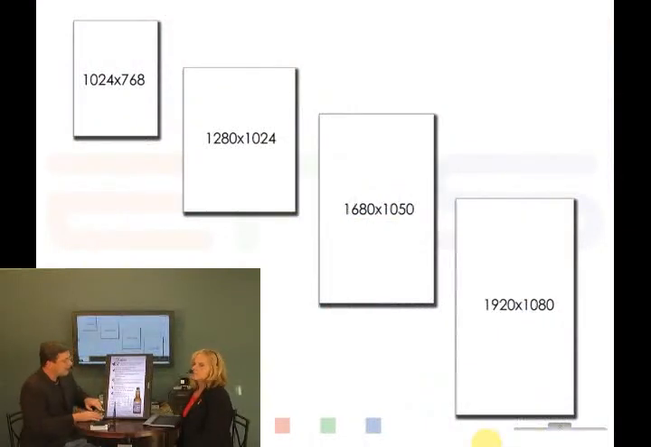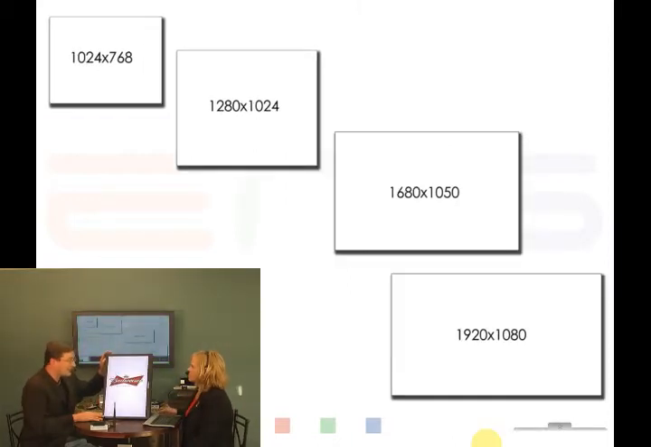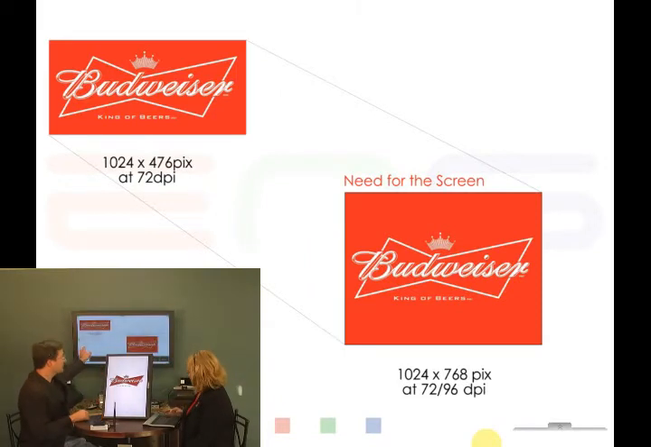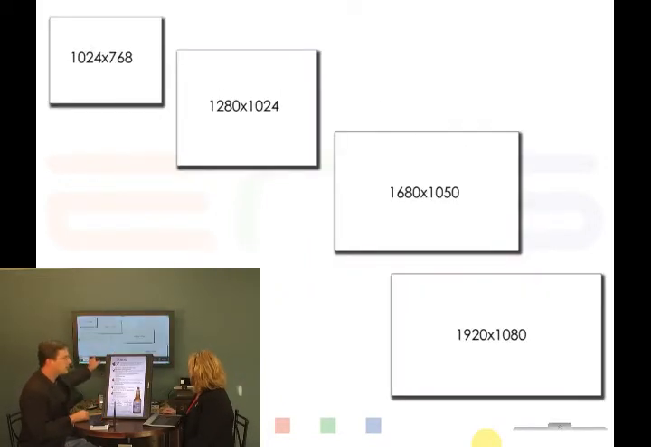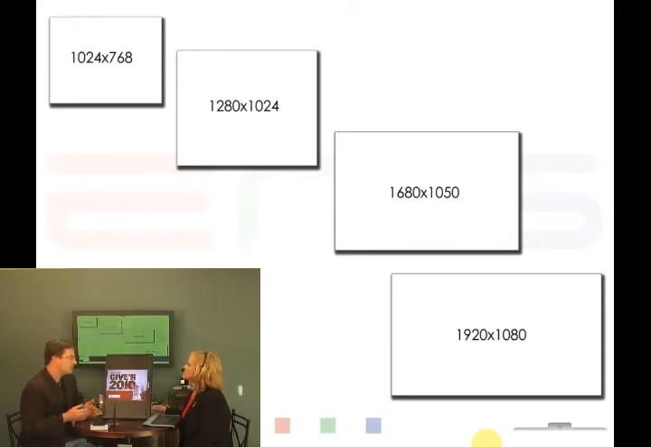Now, when you're looking at a monitor like this in portrait, you should be using either 1024 by 768, 1280 by 1024, 1680 by 1050, which is what this resolution is, or the new high definition, which is 1920 by 1080. Of course, if you're looking to do something in landscape, like what you see behind us here, which is a larger digital sign, you want to be looking at 1024 by 768, 1280 by 1024, and so on. What's happened here is we've just switched the resolutions for horizontal and vertical.